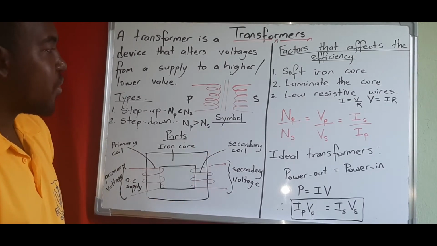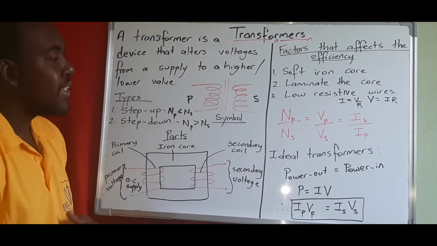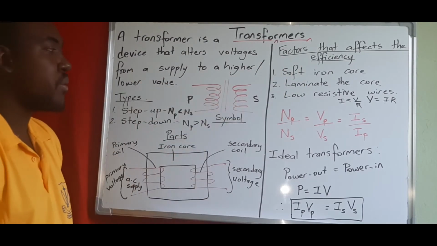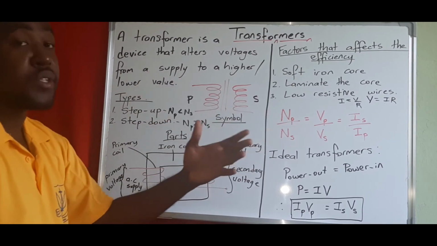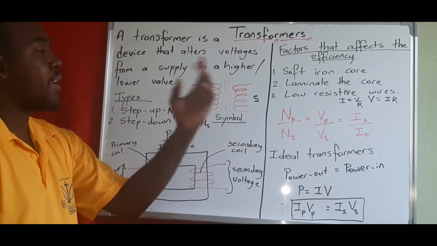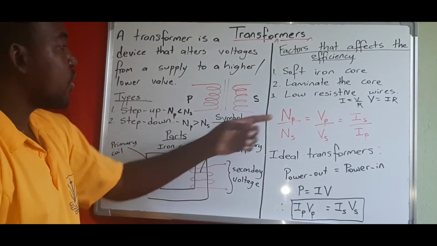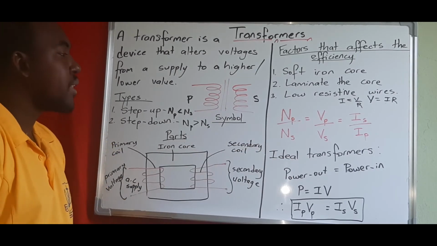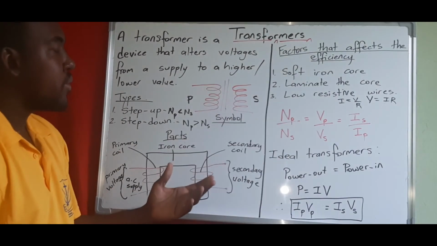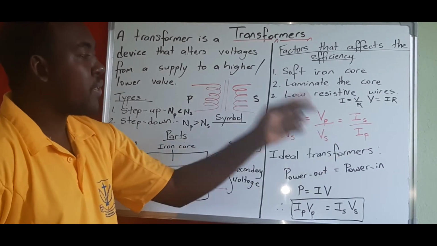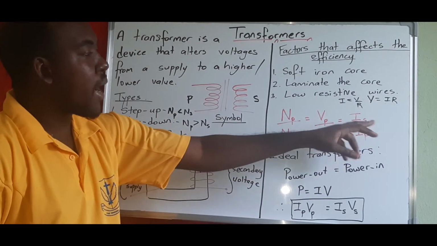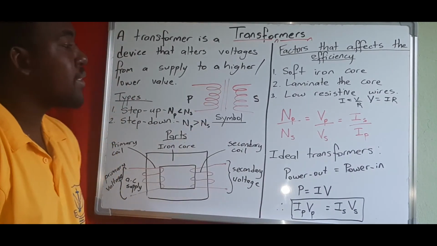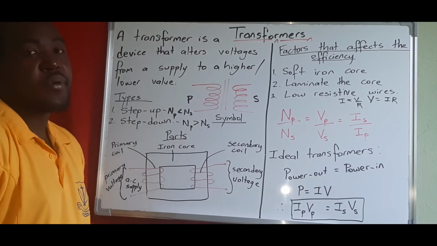Now, let's look at that equation, right? So the transformer equation actually takes a three-part situation. So three quantities that are there. So we have N representing the number of turns, V represents the voltage, and I represents the current. So NP is the number of turns in your primary coil, NS is the number of turns in your secondary coil, VP is the voltage in your primary, VS is the voltage in your secondary, IS is the current in the secondary, and IP is the current in the primary coil, right?